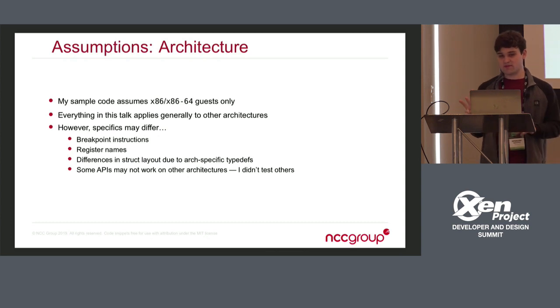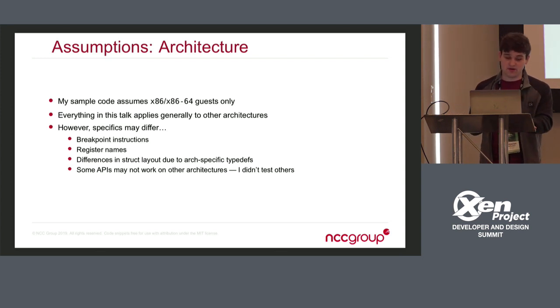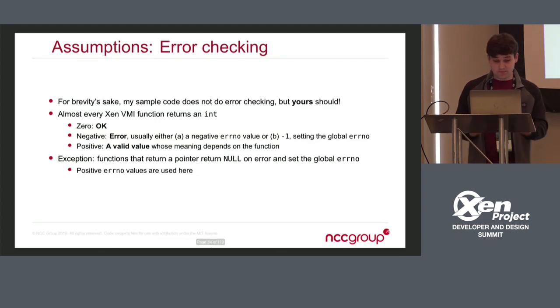I'm going to make 2 assumptions in my sample code here. The first is that the guests are x86-64 or x86. Obviously, there are other architectures. I was primarily concerned with this, but I just didn't test anything else. I do note that there are some ARM-related things in the debugging API, so it's possible that at least the HVM VMI stuff works on ARM. But I'm not sure because I haven't tested.